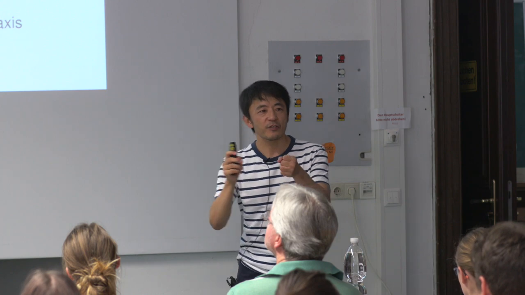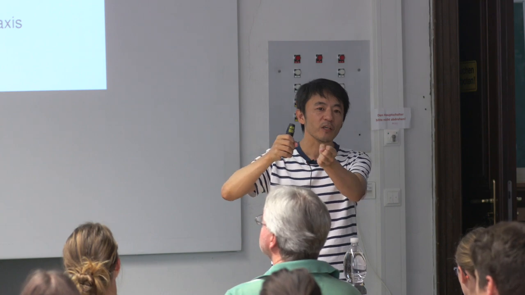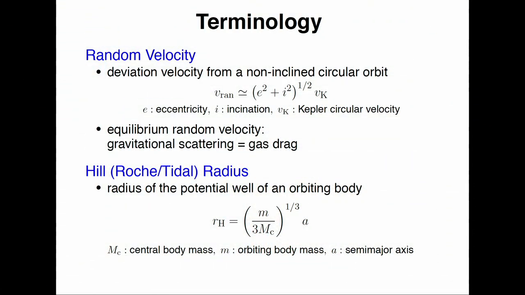And this random velocity increases by gravitational scattering among planetesimals on average, right? So during this growth of planetesimals, there's always some equilibrium random velocity, where the effects of gravitational scattering, which increases the random velocity, and the gas drag, which damps the eccentricity and inclination, balance. So under this equilibrium random velocity, planetesimal accretion proceeds.